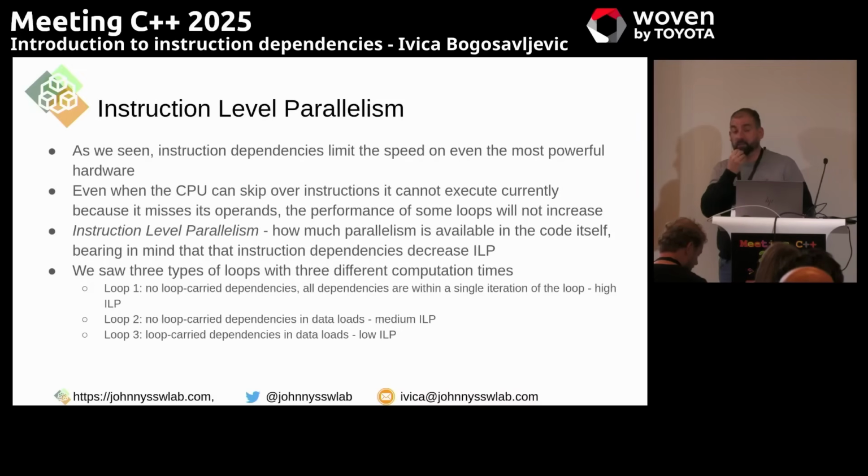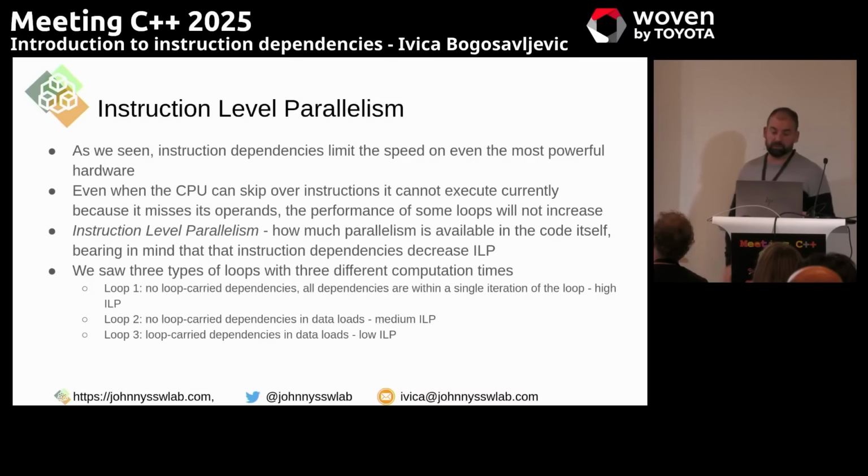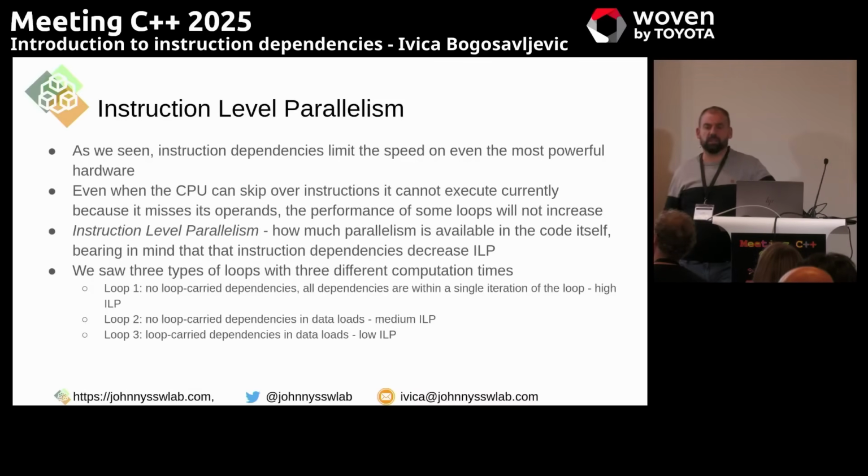The first loop had no loop carry dependencies, so it essentially executes in constant time. The second loop had loop carry dependencies, but not on data loads. And this was nice. And the third loop had loop carry dependencies on data loads, and it had very low instruction level parallelism. Can you guess what other types of code typically have low instruction level parallelism?